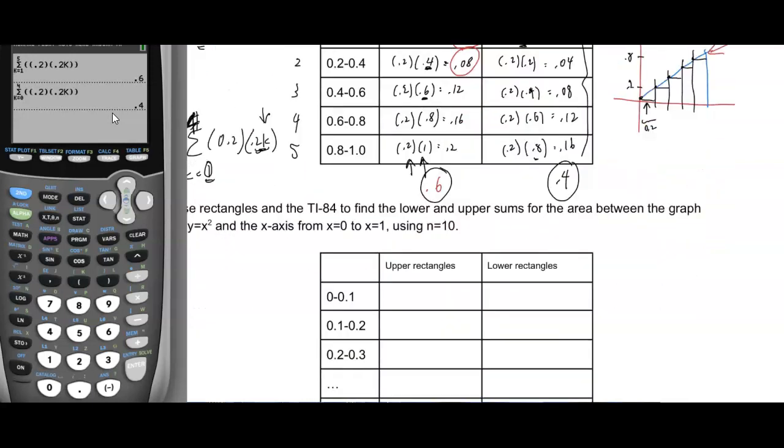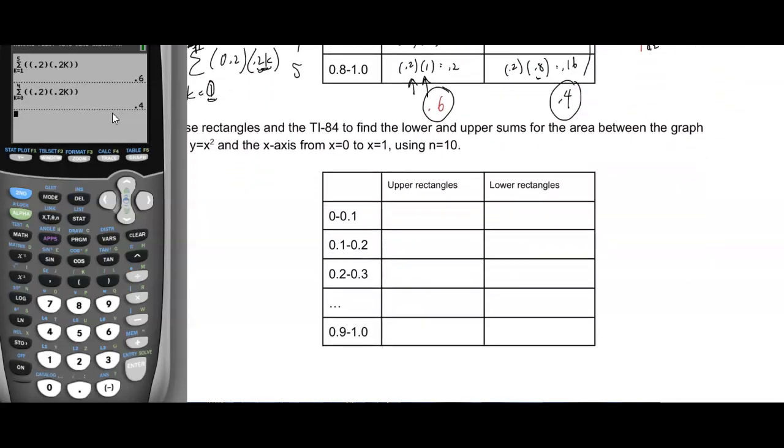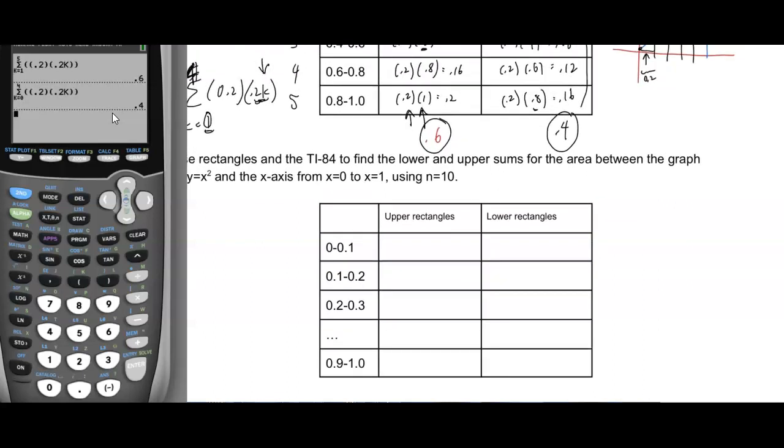Okay. Now let's do something a little bit more impressive, which is we're going to do a similar calculation, but this time we're going to do it between y equals x squared, which is our friend the parabola, from 0 to 1. Okay, so it looks more like this. Okay, so this is a little bit more challenging.